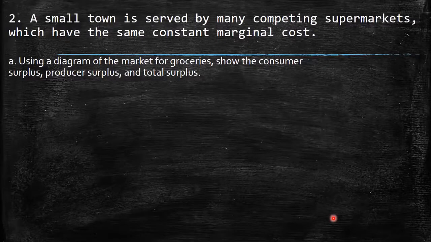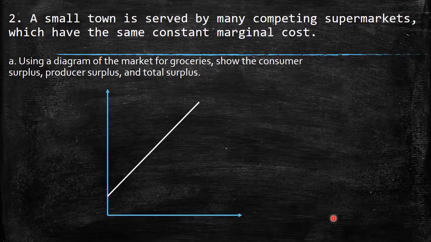Then the second point says: a small town is served by many competing supermarkets which have the same constant marginal cost. Use a diagram of the market for groceries to show the consumer surplus, producer surplus, and total surplus. So here we're going to represent a normal market that we saw in the previous chapter, chapter 14. Here we have the normal supply, which has an upward slope, and here we have the demand with the downward slope.